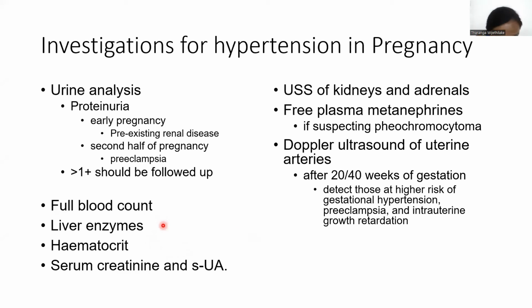Now, these are all directly related to the clinical conditions we spoke about. We also do ultrasound of kidneys. If you are thinking of a rare thing like pheochromocytoma, you could do the relevant tests. Then one other important thing is we see how the baby is doing. So we do a Doppler ultrasound of the uterine arteries. Right? So you can detect who are at high risk of gestational hypertension, preeclampsia, intrauterine growth retardation. We can detect this.